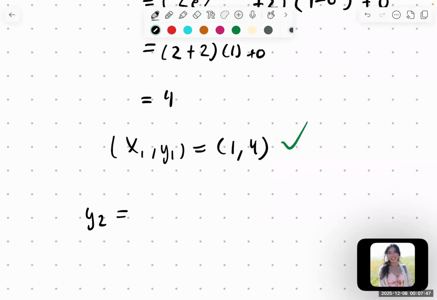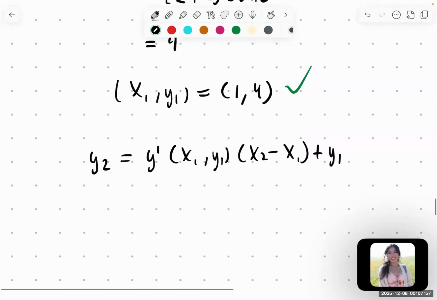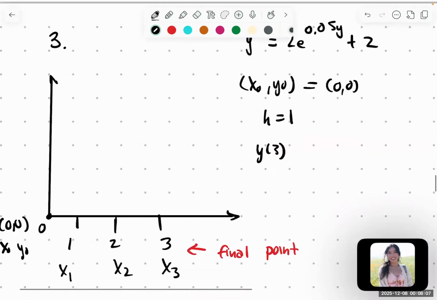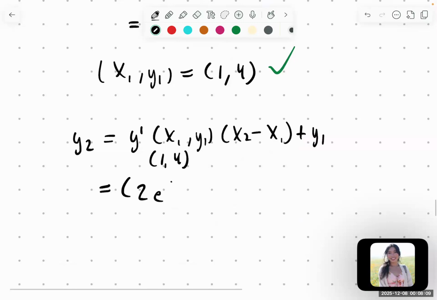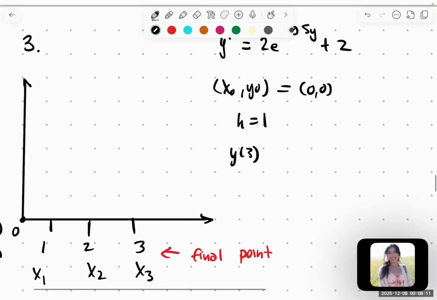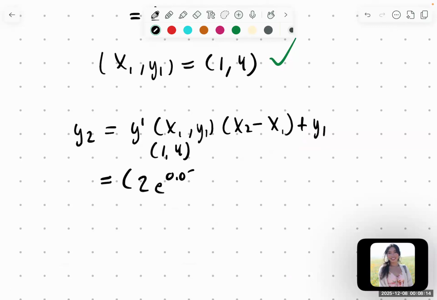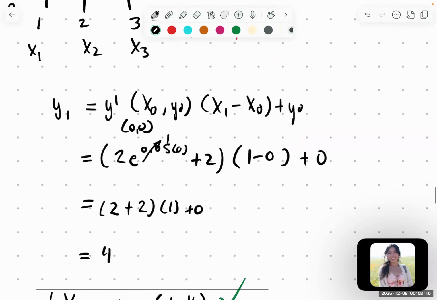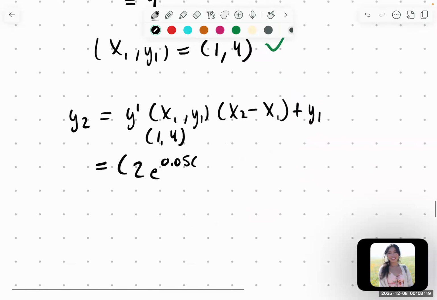Find our y2, y prime. We're going to use x1, y1 because we just found it: x2 minus x1 plus y1. Then we are just going to plug everything in. This time we're going to use the point 1, 4 to get 2e to the 0.05 times 4 plus 2.